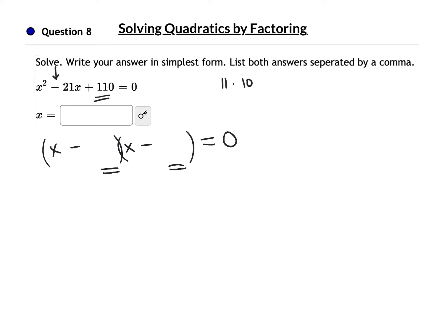Yeah. Signs are the same. I can put them wherever I want. What do you plug in that creates 0? That would be 11. 11 minus 11 is 0. And here, 10. 10 minus 10 is 0.